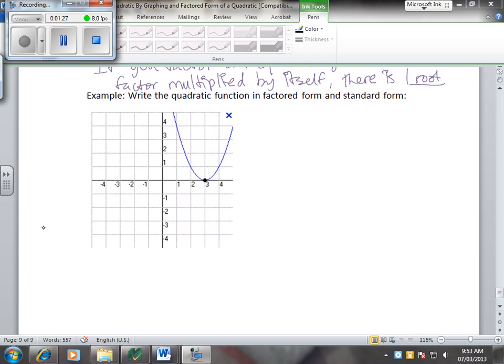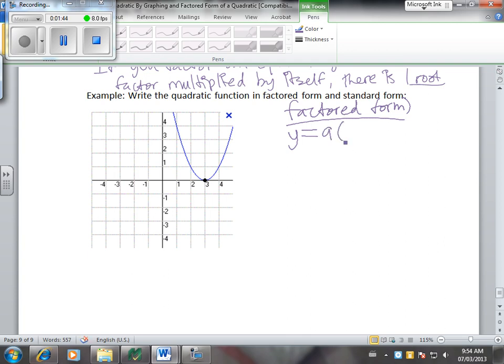So if we look here, and we want our factored form, we'll have y equals a, and then if we look at, here is our one root, so our root is 3, so it's 3, 0. So then our written out, it would be x minus 3 and x minus 3. And we can also say this as y equals a(x minus 3) squared. Now, of course, we'll want to find a.